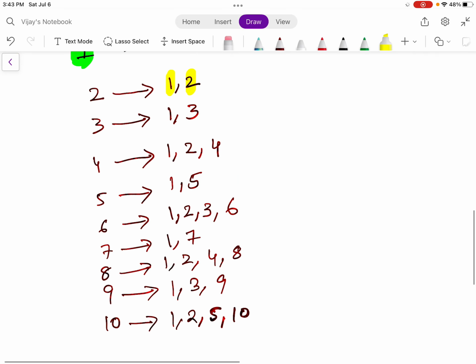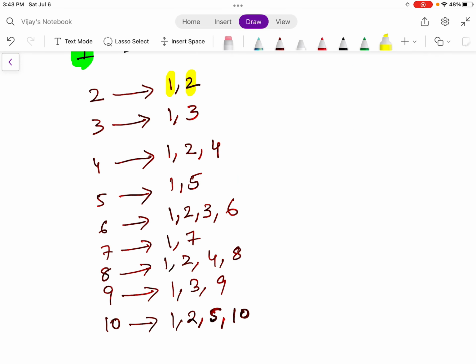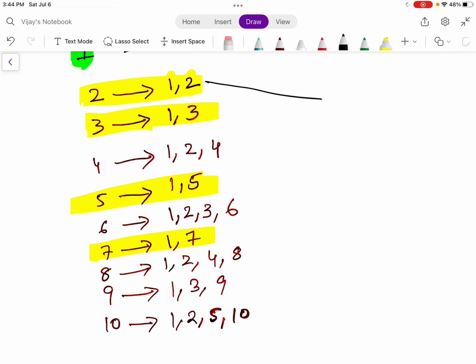Of course, 1 will be a factor of all natural numbers, so that is common. And whatever number we consider will be a factor of itself. For example, 2 is a factor of itself, and 3 is a factor of itself. So every number is a factor of itself. So for 2, there are only two factors: 1 and the number itself. So numbers like 2, 3, 5, 7, all these four numbers, we can call prime numbers. So why am I calling these prime numbers?